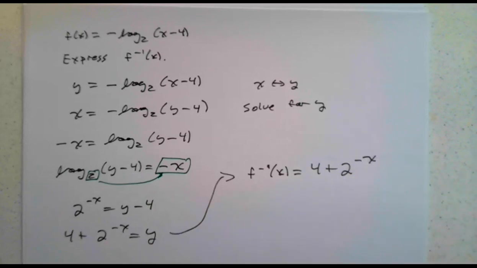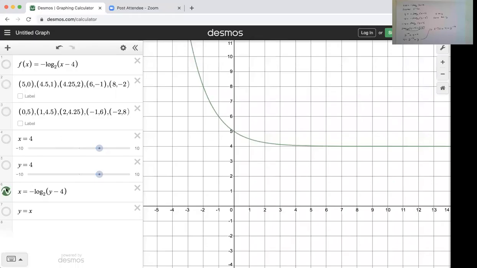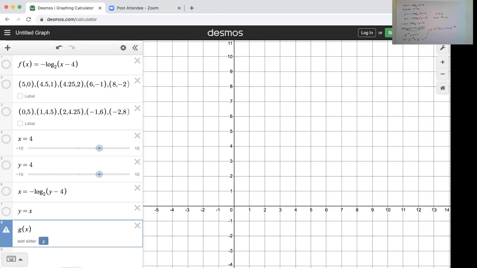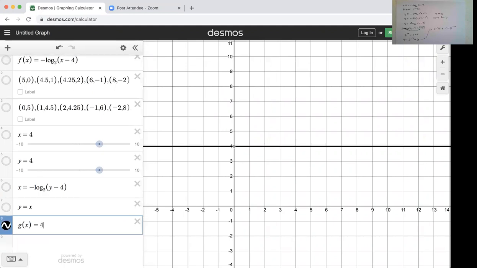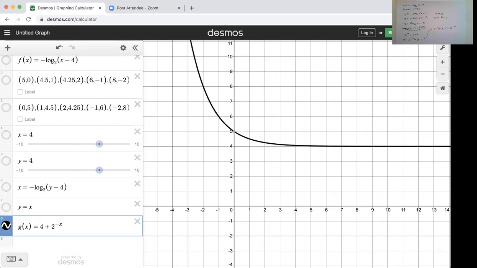And let's check that on Desmos. So I will turn this off. Remember, that one is supposed to be the inverse. And we think the function is, I'll call it g of x here. I don't think I've used g before. G of x is 4 plus 2 to the negative x. And is that the same as what we had here? You can see indeed they are.